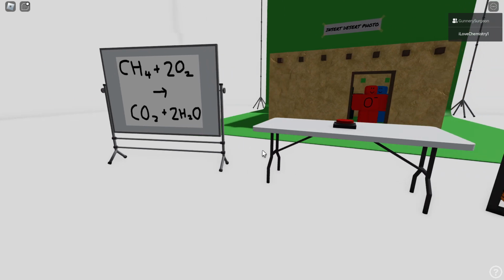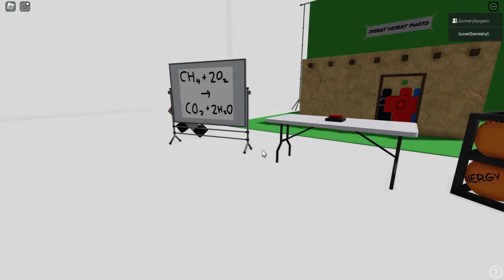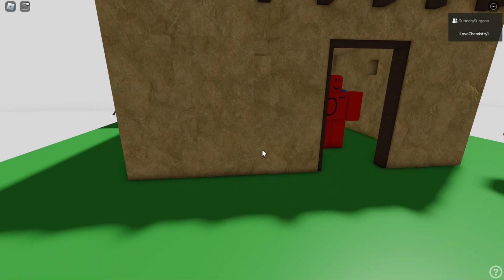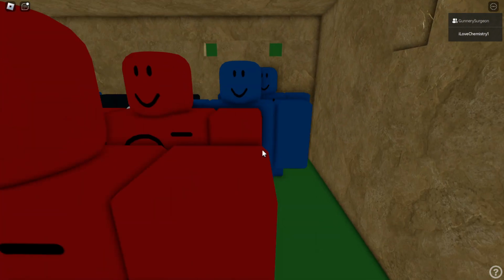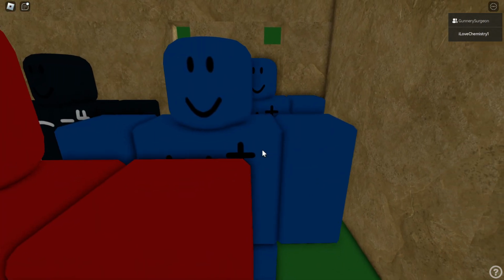Wow, look at this board and that house behind it. Let's walk inside. Well, would you look at that? Methane and his two kids, Oxygen, are living peacefully in this little limestone shack.